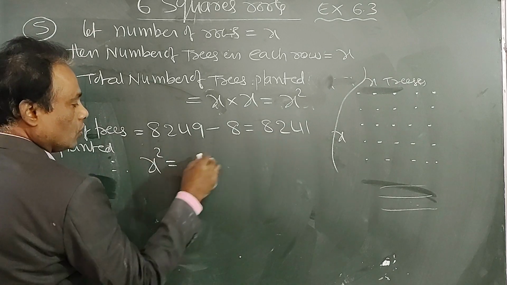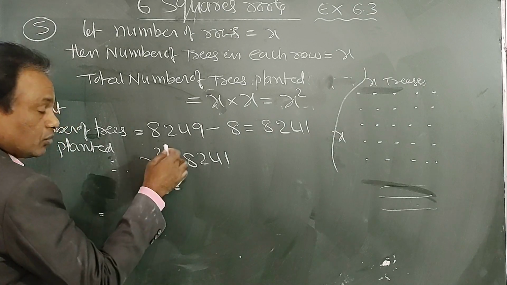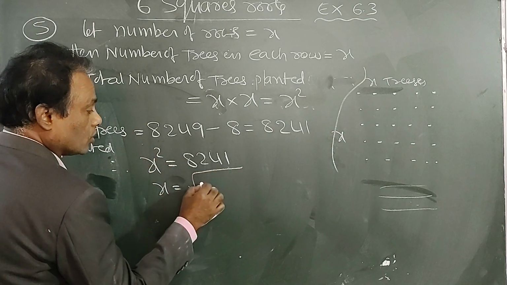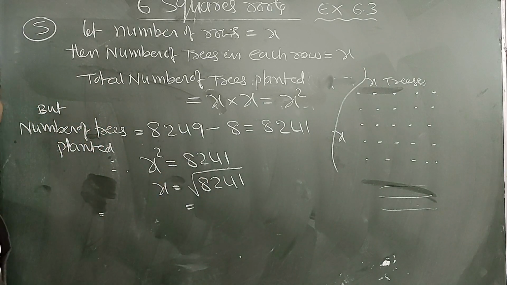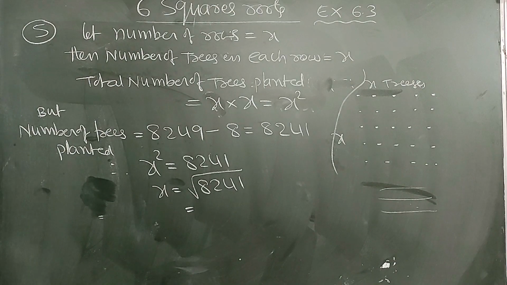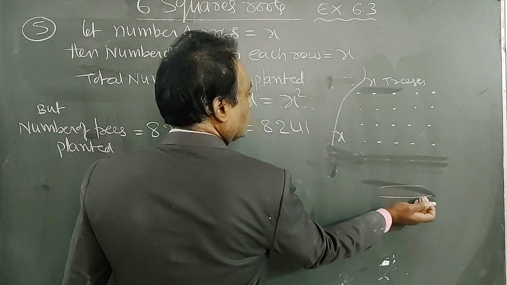Therefore, our number of trees is x square, which is equal to 8,241. We want x. When we remove the square, on the right side we will get the root. The square root of 8,241, that is the answer. Find the square root for 8,241. So how to find the square root? You know, students, you know how to find the square root.